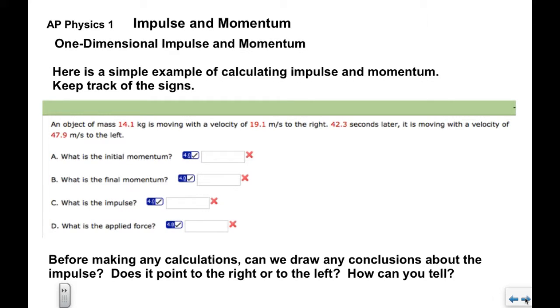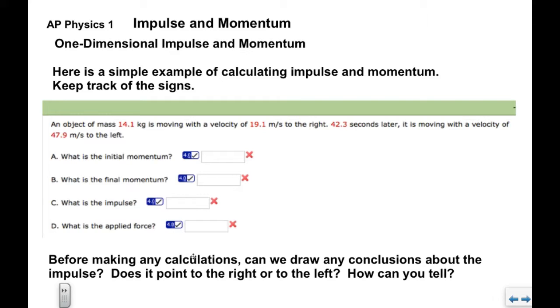Now here's a simple example of making some calculations with one-dimensional impulse and momentum. The major issue here is you've got to keep track of the signs. So we have some data. We have the mass of the object here. We have the velocity here, the initial velocity. We have a time interval, and then it tells us that this much time later it's moving with some other velocity to the left.